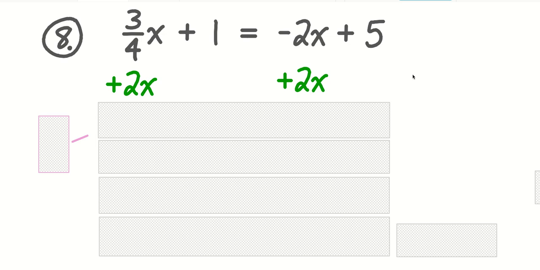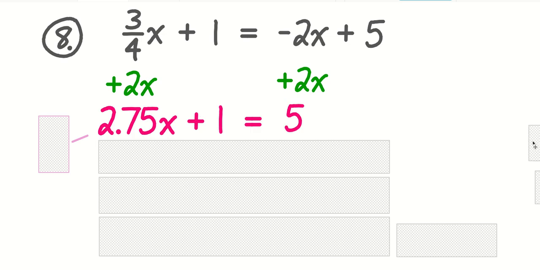Now, you might want to write this as 2 and 3/4 x, kind of a mixed number. Some of you might be thinking, well, 3/4 as a decimal, that's an easy decimal, that's 0.75. So you could write this as 2.75, which I think is what I did. But maybe I won't reveal this just yet. Let's carry on like this.